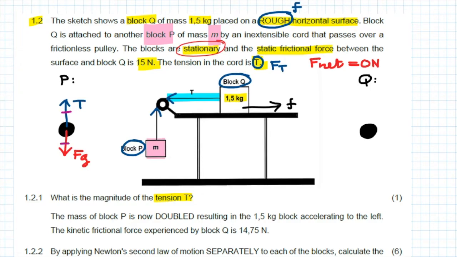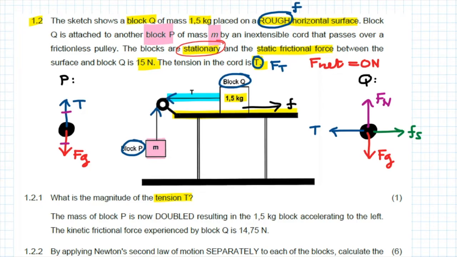Now we can go on to block Q. Block Q has acting on it a friction force that is to the right. This is a static friction force. It also has a tension force acting on it, which is to the left. Since this object is on a surface, unlike block P, block Q has acting perpendicular to the surface a normal force. So we're going to go and include on this diagram a normal force acting upwards. This block also has mass and therefore has a downwards gravitational force acting on it.